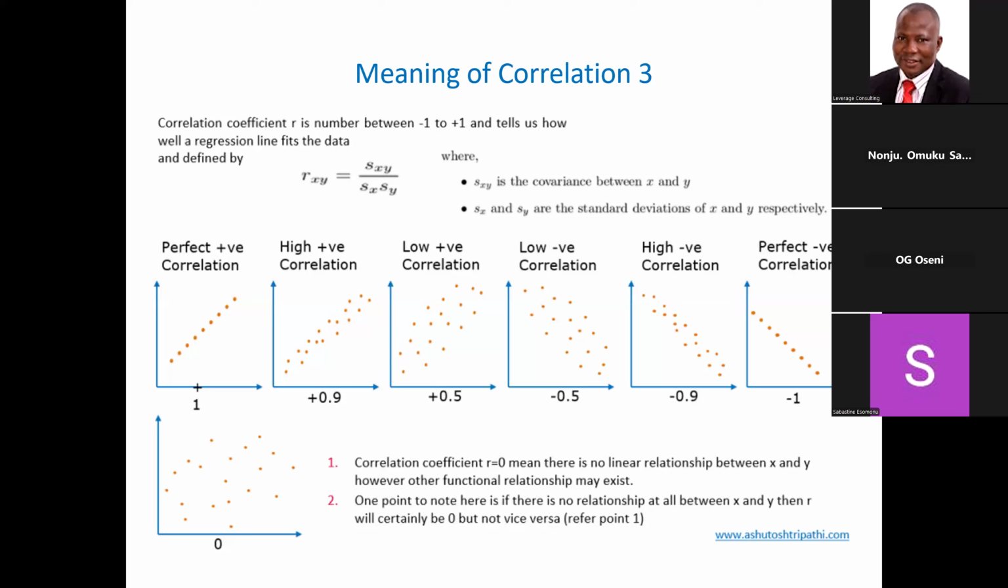So we see now when it becomes negative, that is, as the x-axis increases, the y-axis decreases, the slope will go down from left to right. So you can see the values for 0.5, 0.9, 1, and minus 0.5, minus 0.9, minus 1. Can you see? Look at the graph below. When there's no direction, you get a correlation of 0.